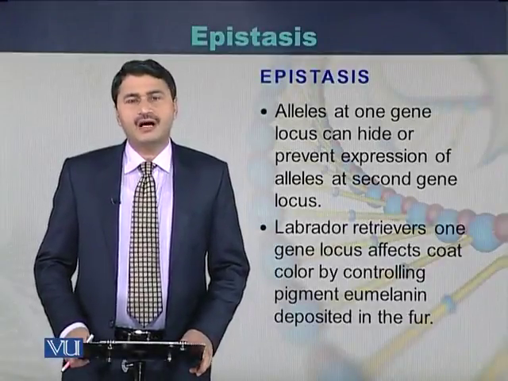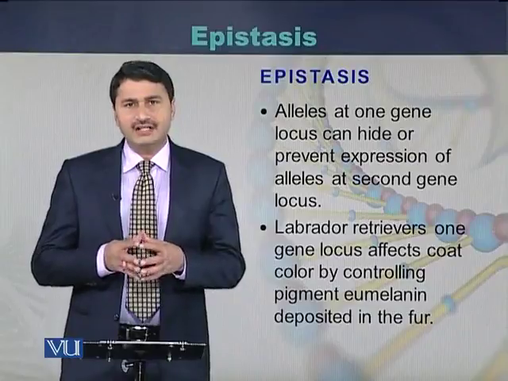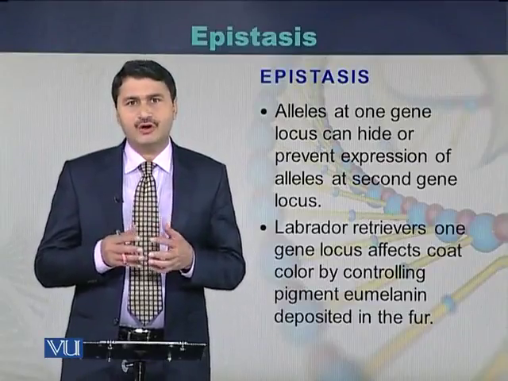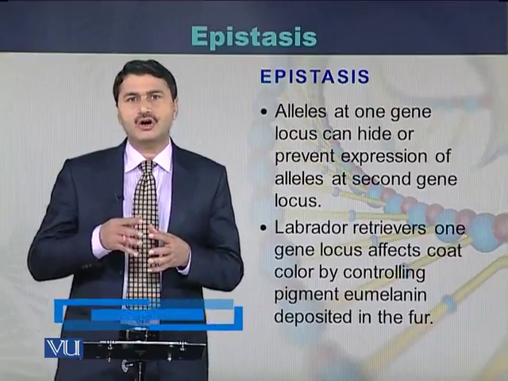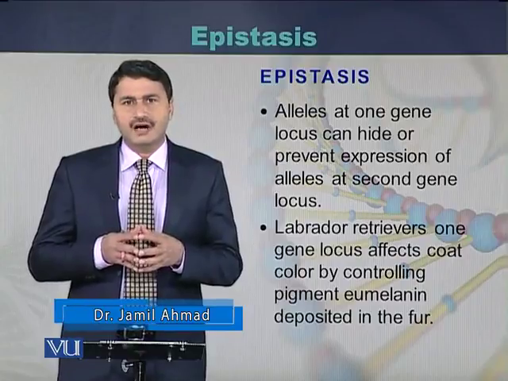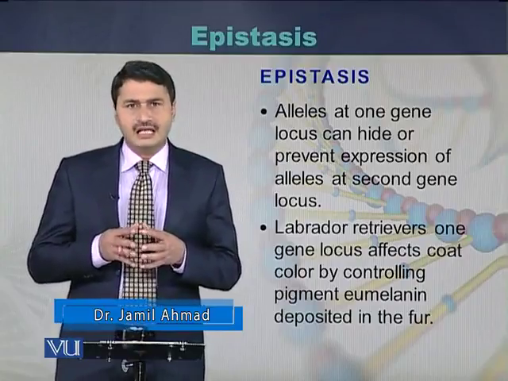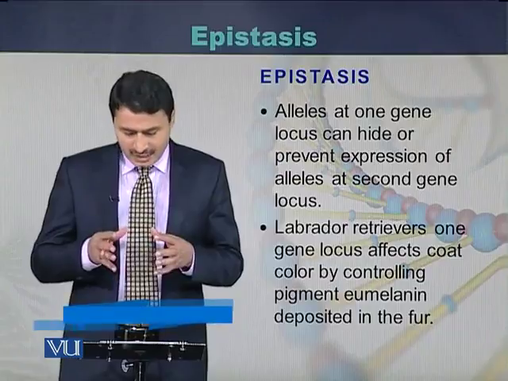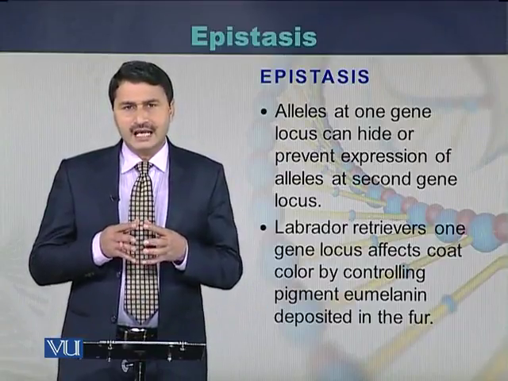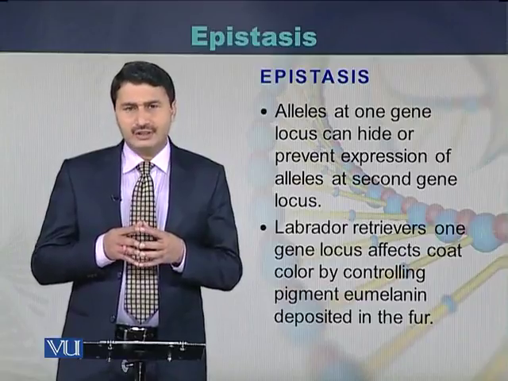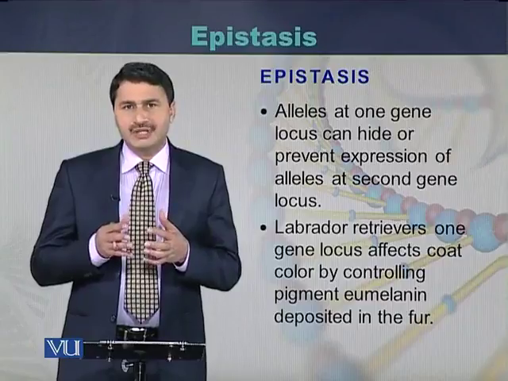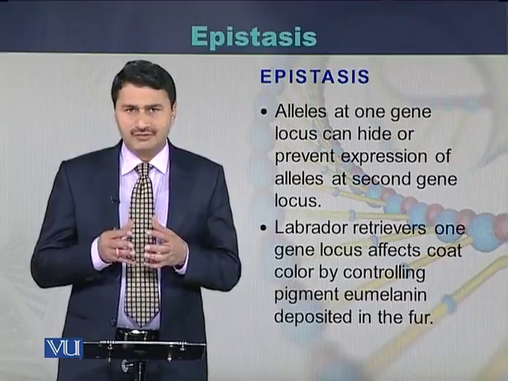Epistasis is a phenomenon where alleles at one gene locus can hide or prevent the expression of alleles present on another gene locus. The best example of epistasis is Labrador dogs. In these dogs, there is a gene that can hide the expression of the coat color if that gene is present in a homozygous form.